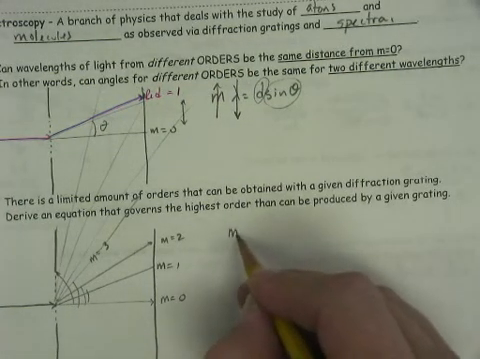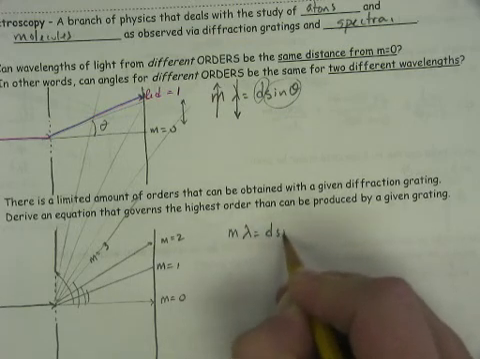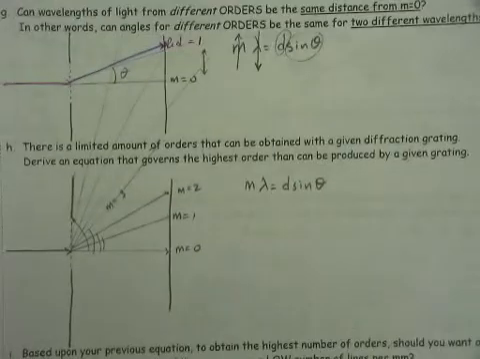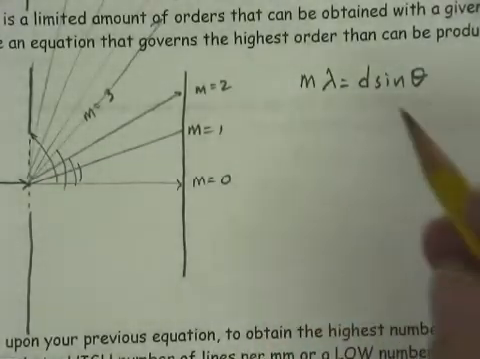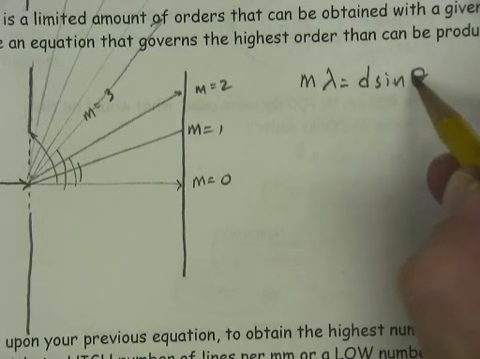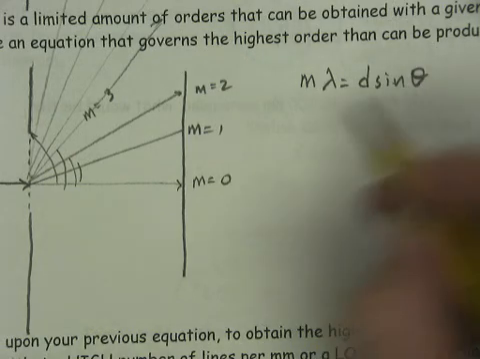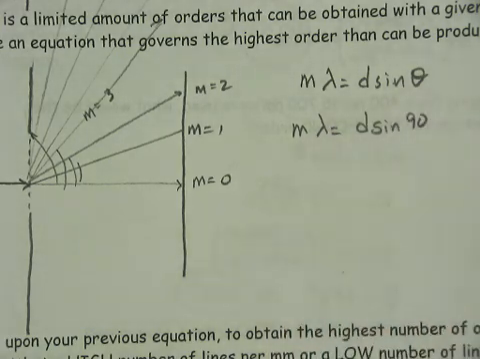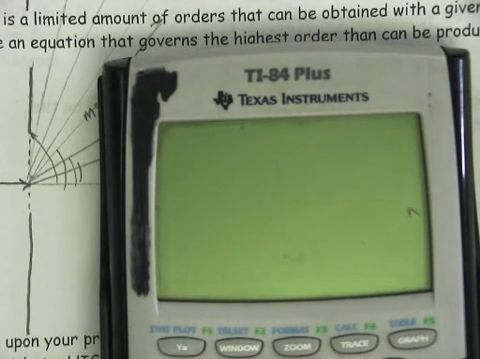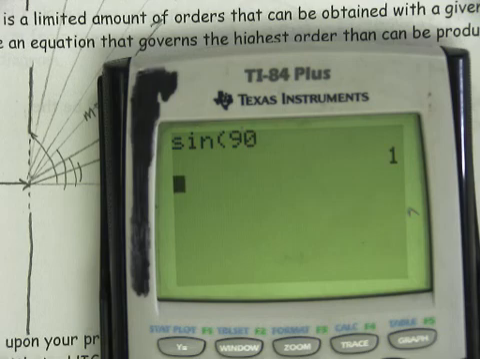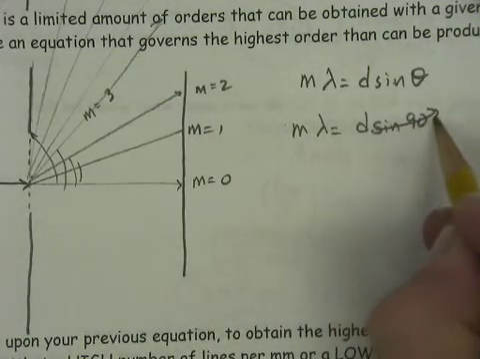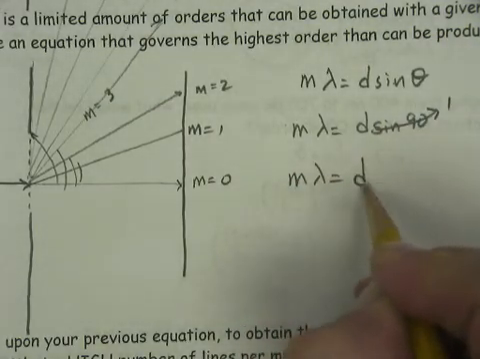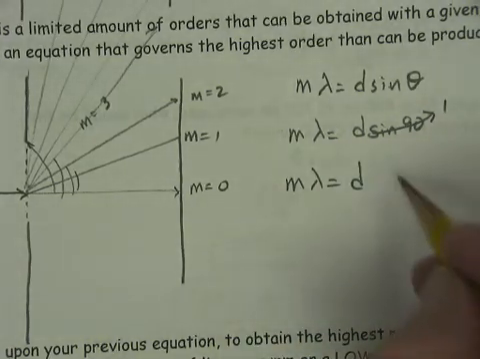So if I start with m lambda equals d sine theta, there is a limit to it, and that's when theta equals 90. So let me plug that in. This will be d sine of 90. Well, what is sine of 90? I know some of you guys know this, sine of 90 becomes 1. So that means this whole part becomes 1. So m lambda equals d, and that's going to be for the maximum.